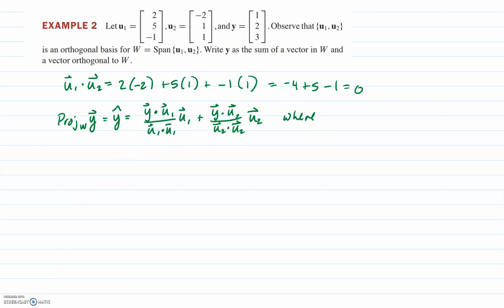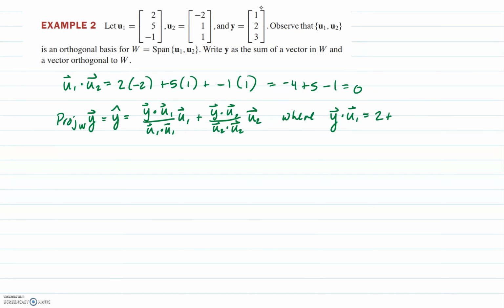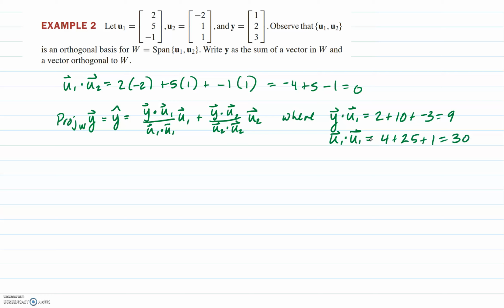So let's list these. Y dotted with U1 is equal to 2 times 1, which is 2, plus 5 times 2, which is 10, plus negative 1 times 3, which is negative 3, which is 9. U1 dotted with itself is 4 plus 25 plus 1, so that would be 30.